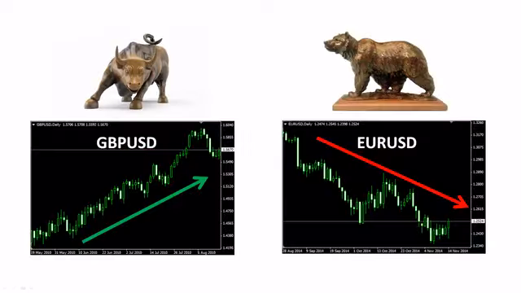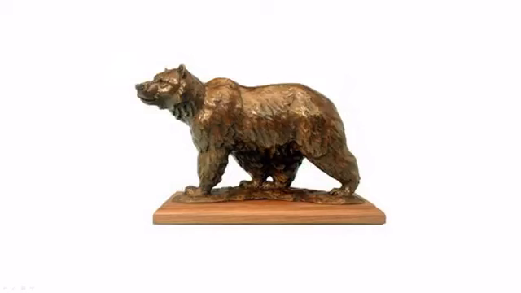As we've already established, there are two types of traders on the Forex market. Bulls, traders who invest into the growth of a Forex currency, and bears who invest into the decline of a Forex currency. So today we're talking about short selling, and that is applicable to bears. Let's look at our Euro-US dollar example in more detail.